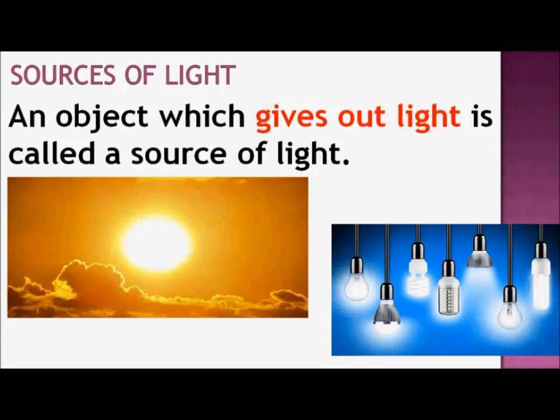Now, there are many more examples for sources of light, such as stars, electric bulb, tube light, lamp, candle, lighted torch, etc. But the most important source of light is the sun. Now let us see what are luminous objects and non-luminous objects.